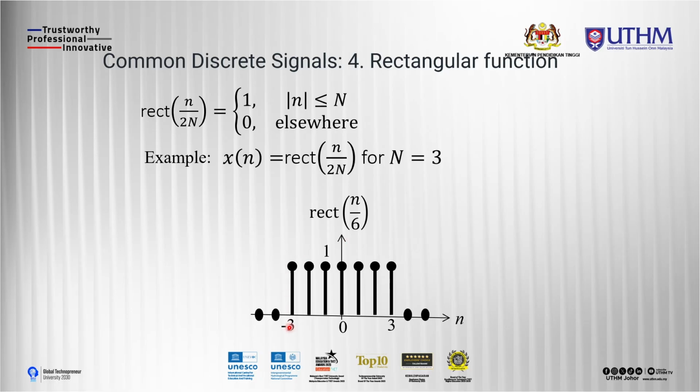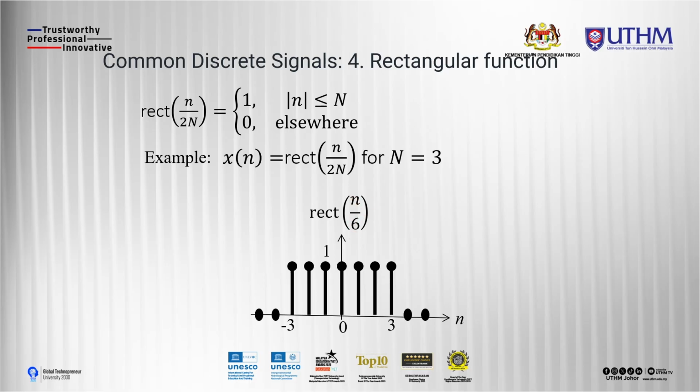If you look here, this is the shape of the rectangular. You have the value of the rectangular here. Other than that, you will get the value of 0, other than n within 3. So when N equals 4, you have the values 1, 2, 3, 4 at the right and 1, 2, 3, 4 at the left. So that is from -4 to +4 for the rectangular signal. And if you write it, you will write rect of n over 8.